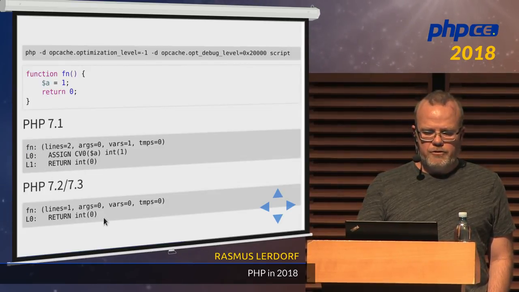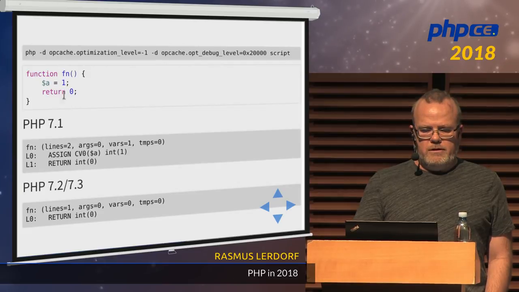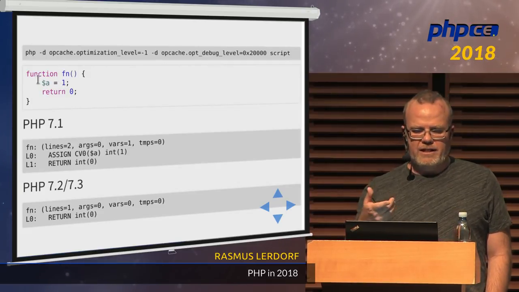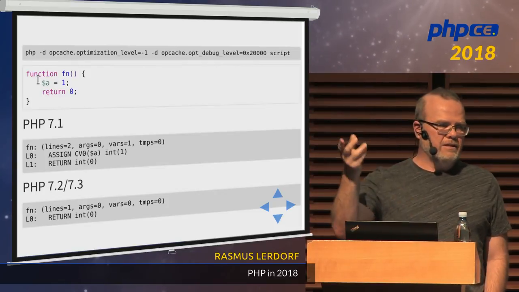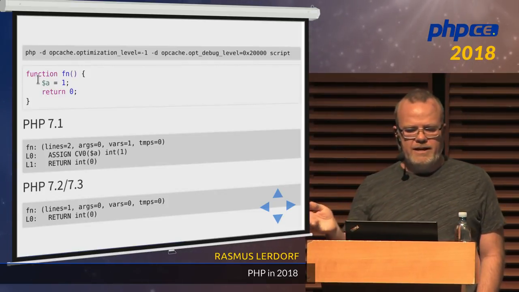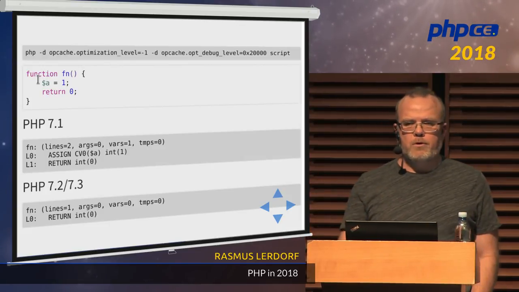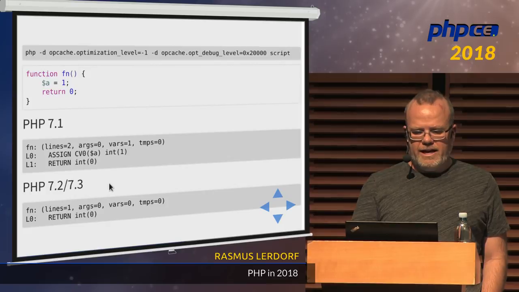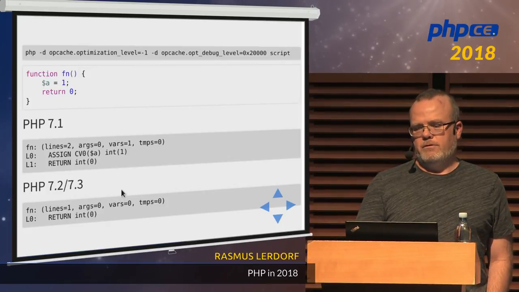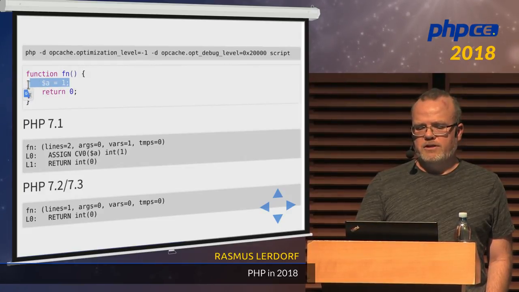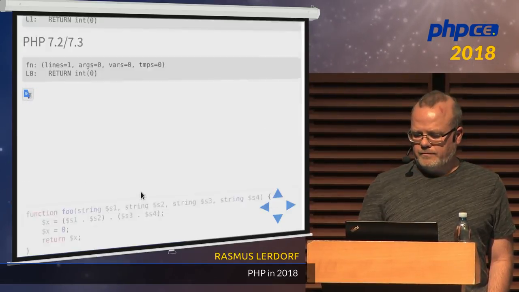PHP 7.2 and 7.3 realize that, hey, this doesn't do anything. It does an escape analysis on it, and it says, hey, this cannot escape. It's a local variable. There are no side effects. We can safely delete these opcodes and not even put them in the opcode cache. So when you actually execute this script under 7.2, the opcodes aren't even there. It's as if this wasn't even in your code.